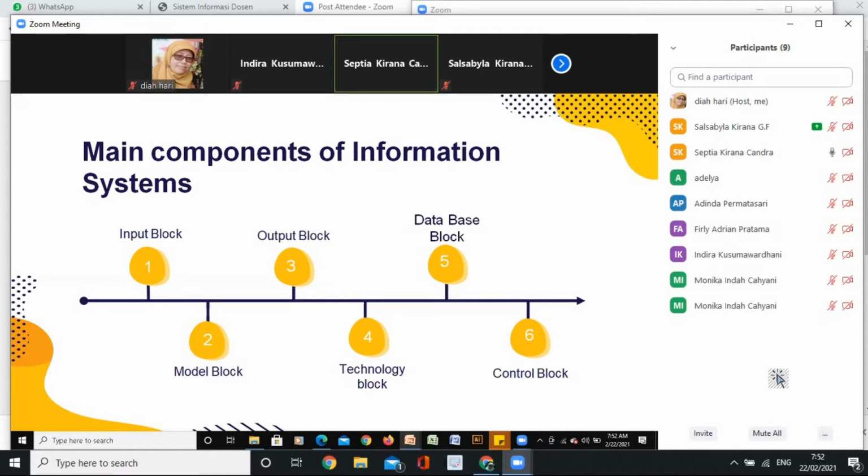Information system building components consist of 6 blocks, namely input block, model block, output block, technology block, database block, and control. Then I will explain the meaning of each building block of the information system. First, input block. Input is data that first enters the information system, along with the method and media used to capture and enter the data into the system.